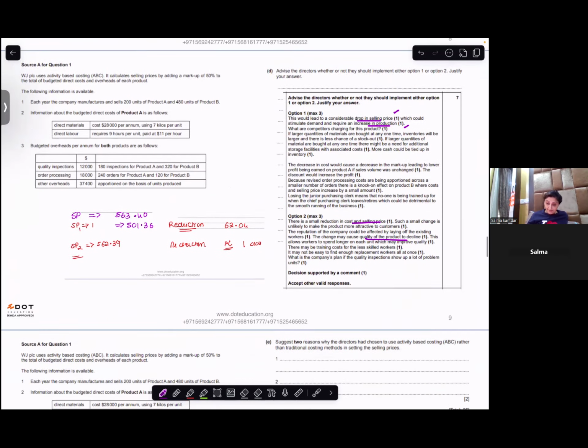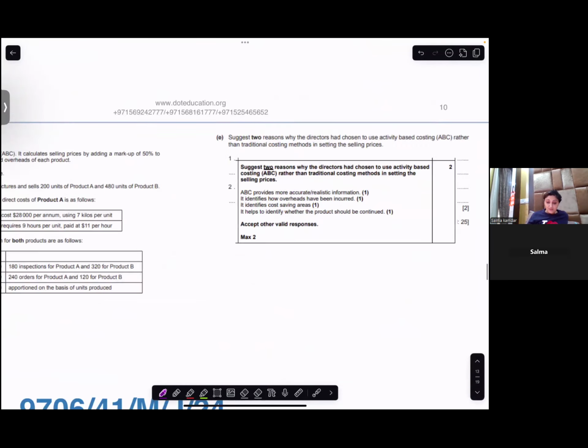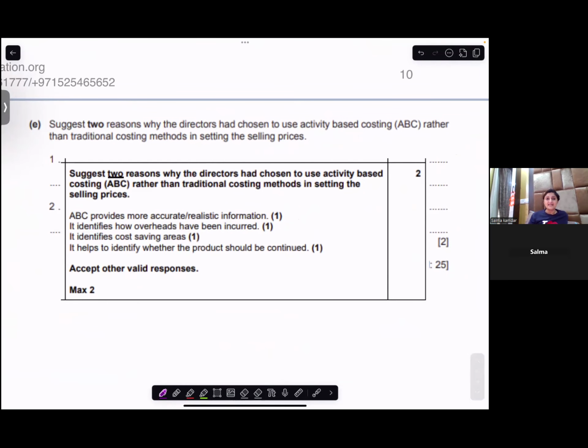No worries. E part: suggest 2 reasons why the directors have chosen ABC rather than the traditional costing method. What are the advantages of activity based costing? I want advantages of ABC costing. That means you are going to use the cost driver for every activity. You have a separate rate that you will charge. So why have the directors chosen activity based costing?